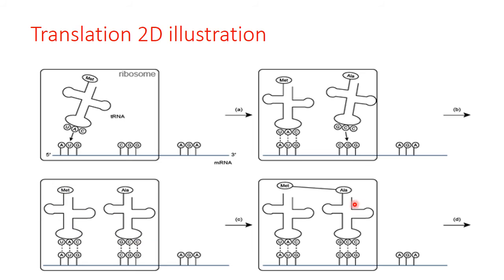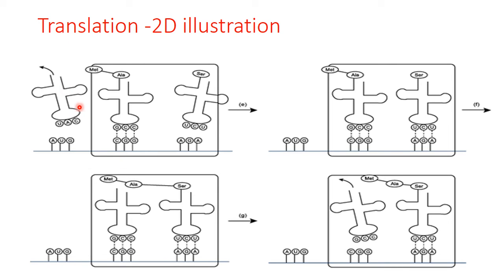Once a peptide bond is formed, the amino acid at the P site, if you can remember from the previous diagram, will be detached, and the one that is at the A site will move to the P site, and the one at the P site will move to the E site, and then it will be released. So we can see that one here. This one will move to the E site, and it will be released.